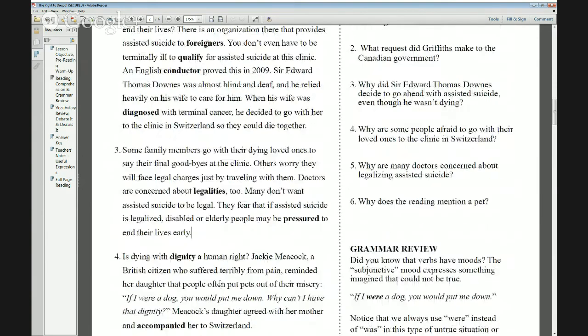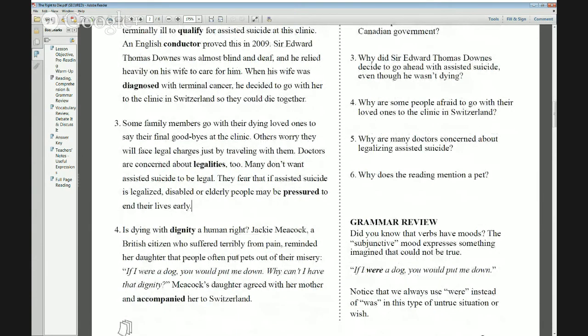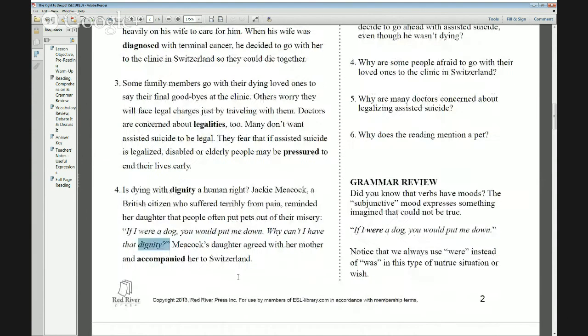Okay, so the last question, why does the reading mention a pet? The reading mentions a pet because one woman pointed out that it's legal to put animals down if they are suffering from an illness. So she wants to have that dignity. All right.